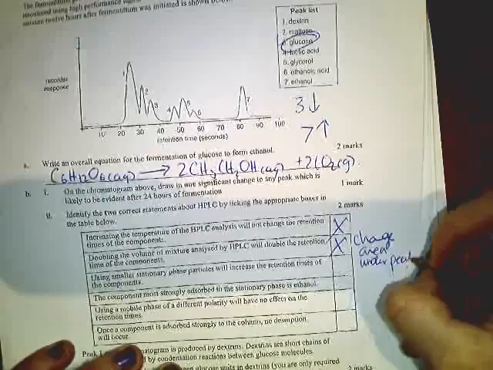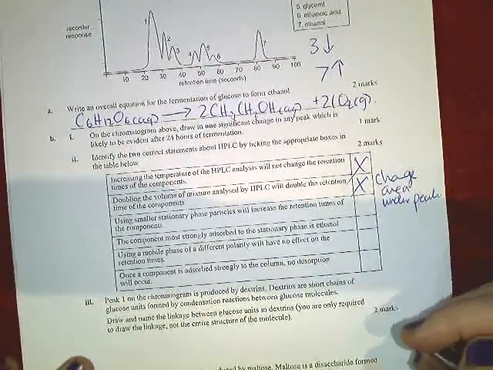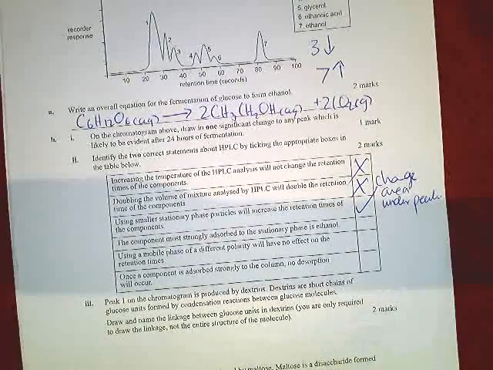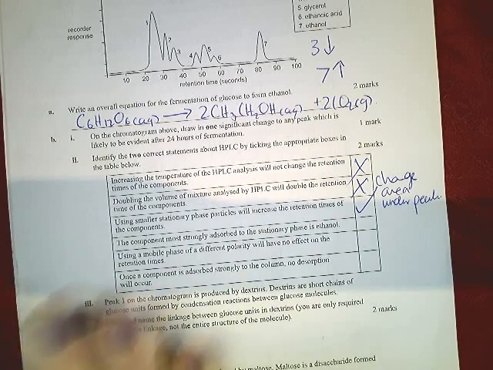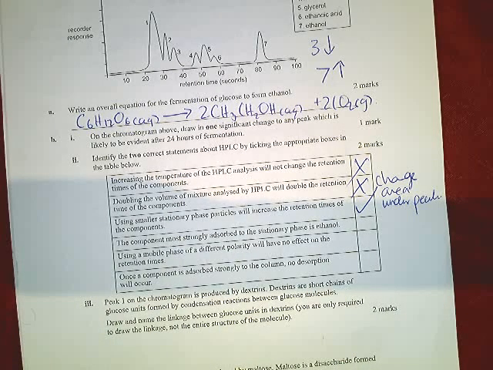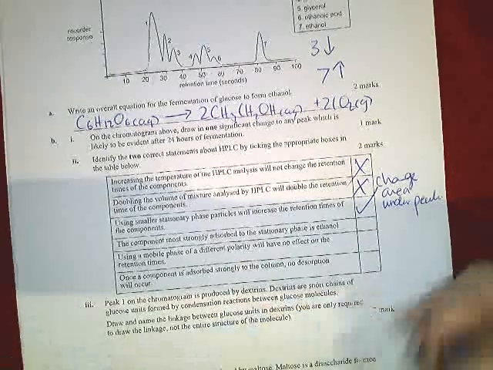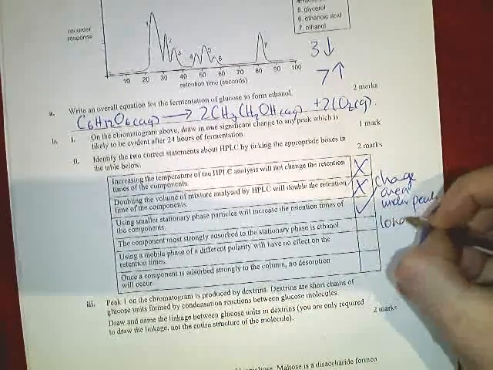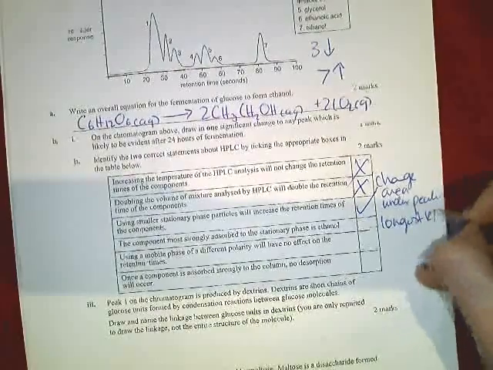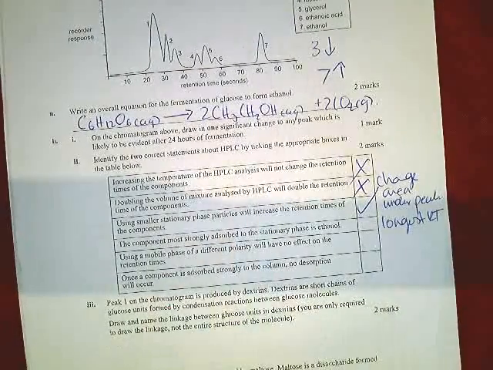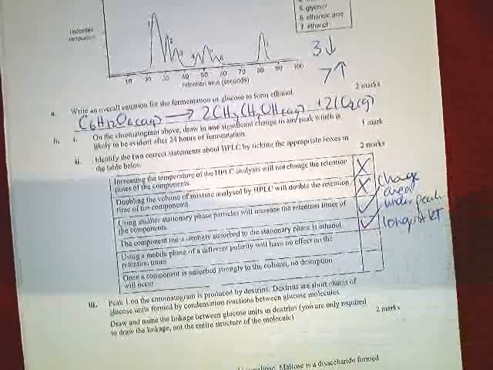Area under peak. Using smaller stationary phase particles will increase the retention time of the components. Yes, it makes them take longer to get out because they have to swivel through the smaller components. The component most strongly absorbed is ethanol. It has the longest retention time, meaning that it's absorbed most strongly, which is most likely because of its hydrogen bonding, but yes.